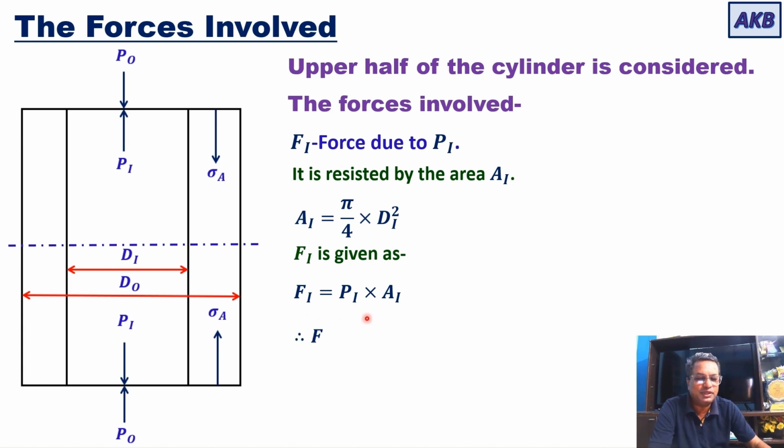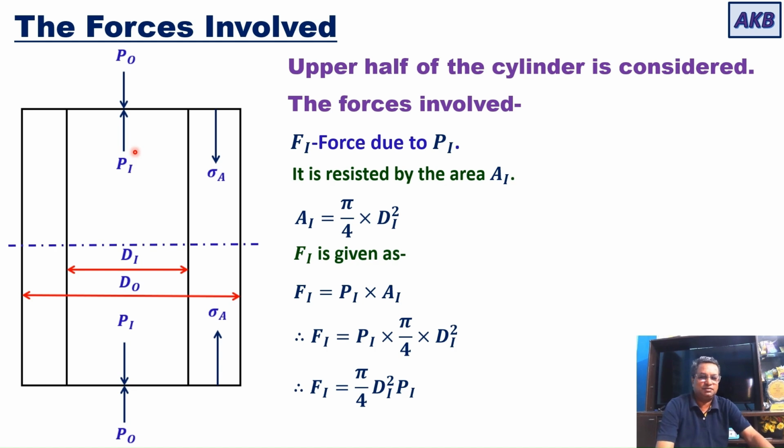Fi is equal to Pi into Ai. And if you use the equation for Ai, Fi will be Pi into pi by 4 into di square. And if you rearrange it, you can write it like Fi is equal to pi by 4 di square into Pi. Okay, so one force that is involved is Fi, which is due to the internal pressure Pi, and that is given by this equation. Fi is equal to pi by 4 di square into Pi.